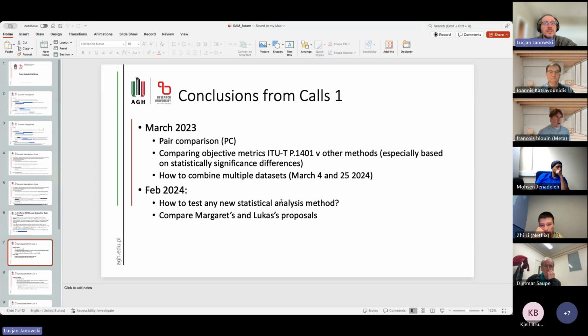How to test any new statistical methods. Again, this was something discussed in February 2024, that maybe we should be able to present: if you want to have a new method for analyzing data sets, then please show us those statistics to prove that your method actually kind of works. Again, this objective metric analysis compares Margaret's proposal with how to compare different metrics and Lucas, which are very similar. And probably we could extend one method and then try to push it to 1401.